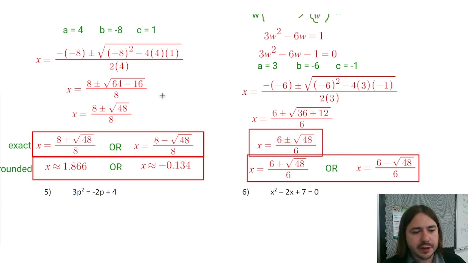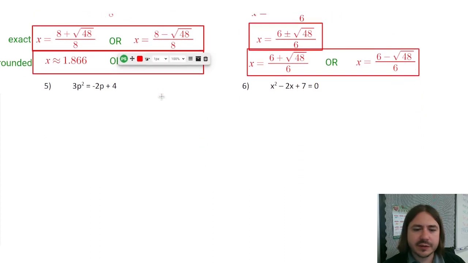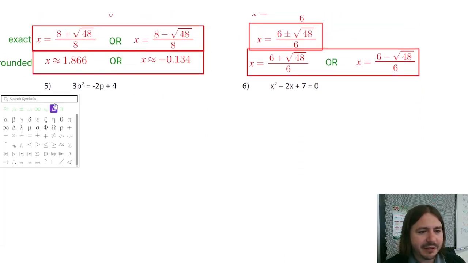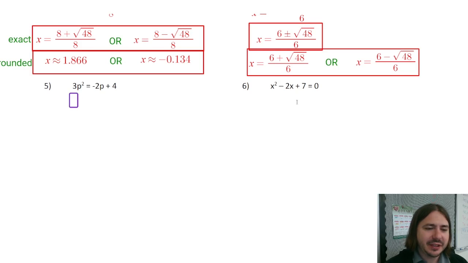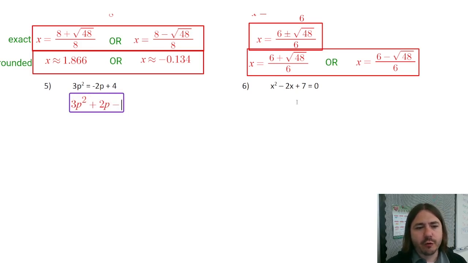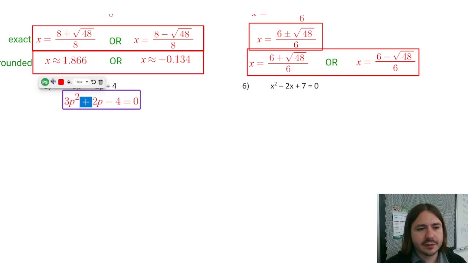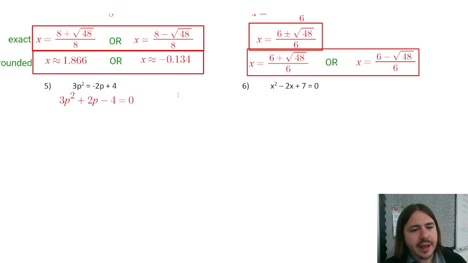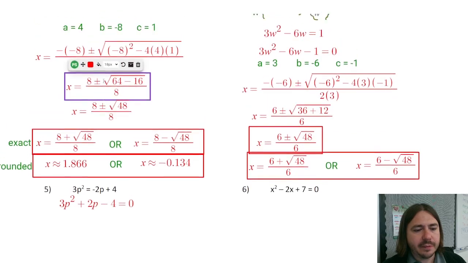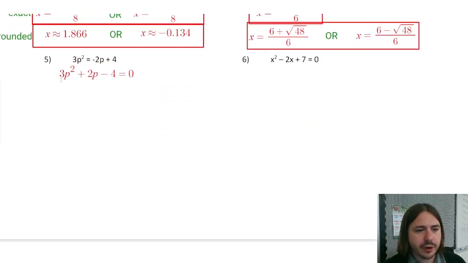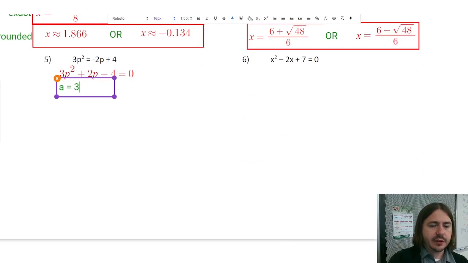Okay, let's look at number 5. 5 is not equal to 0, so we've got to fix that. We're going to add 2p to both sides. We're also going to subtract 4 from both sides. So we should end up with an equation that looks like this. And then let's go ahead and identify our A, B, and C. A is 3, B is 2, and C is -4.